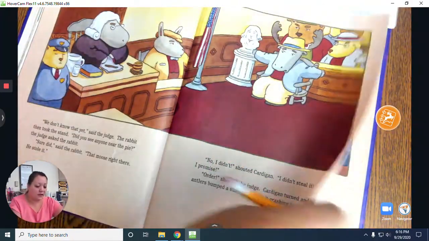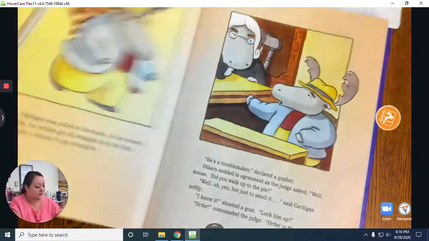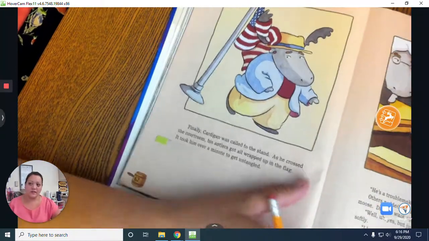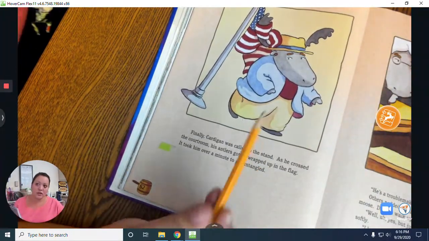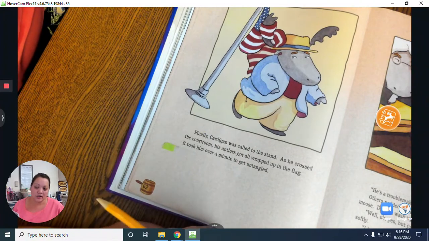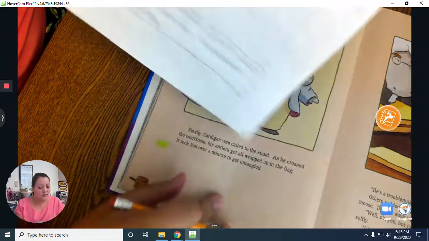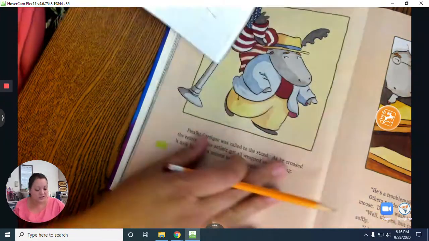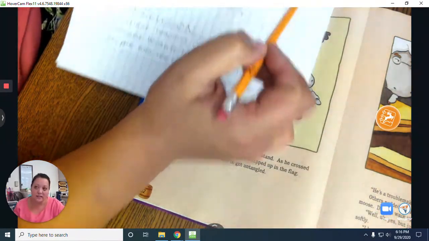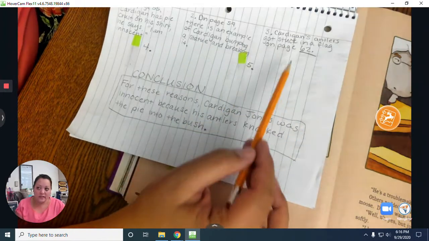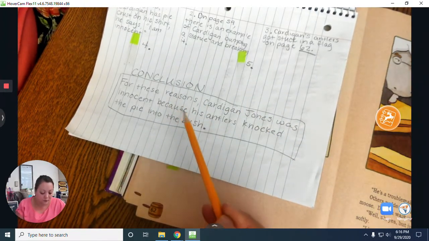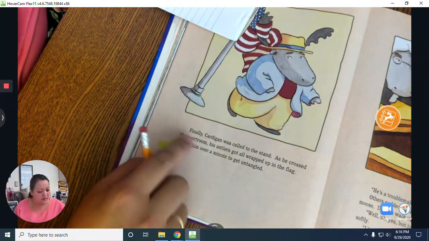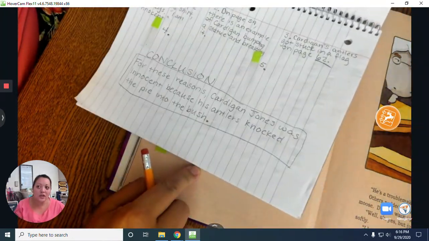And then finally, on page 62, this is what we did in class. Let's get to page 62. This was another textual and picture evidence that we determined: Cardigan's antlers got stuck in a flag on page 62. So this story detail supports or proves our conclusion. Okay? So now you are going to continue that process.